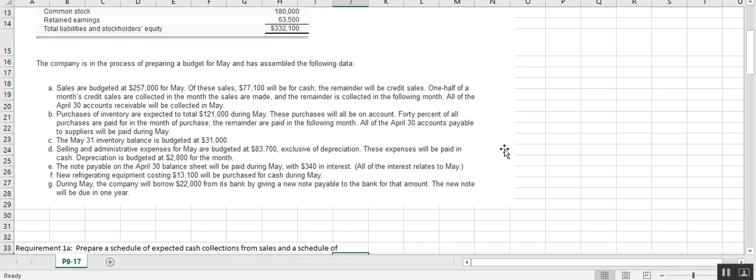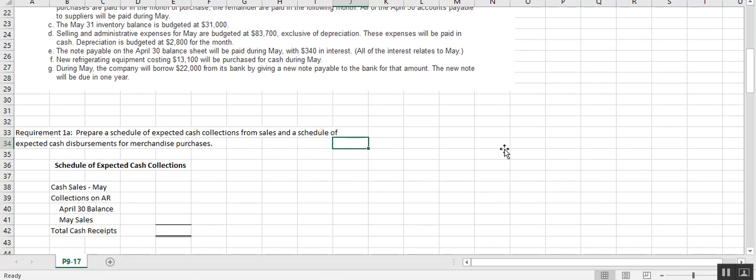So there's several things we have to do in this problem. It says requirement 1A is to prepare a schedule of expected cash collections from sales and a schedule of expected cash disbursements for merchandise purchases. All right, so I've got templates down here which should help.